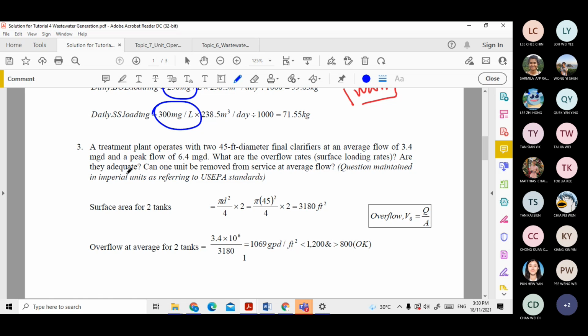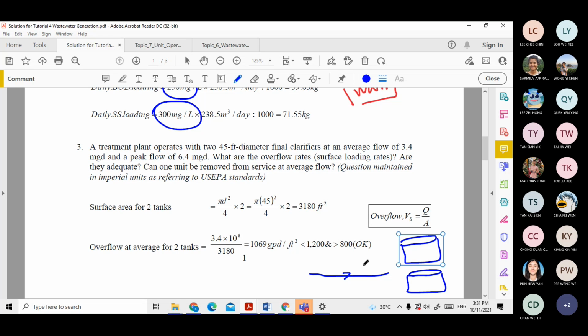Question 3. A treatment plant operates with two clarifiers. This clarifier is the circular type because we are given the diameter. We have two units with 45 feet in diameter. The wastewater flows in, but the flow is not constant over 24 hours in a day. Sometimes it will be low, sometimes high. Maybe at night the production slows down, then your flow will reduce. But in the daytime the production speeds up, then maybe your flow is high.